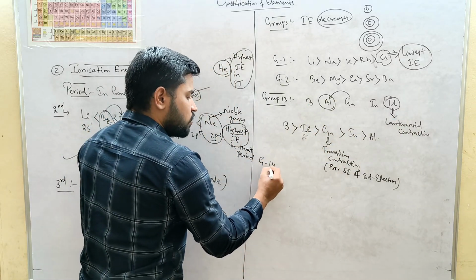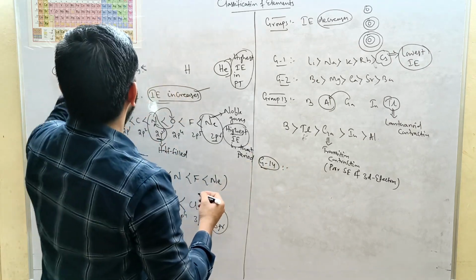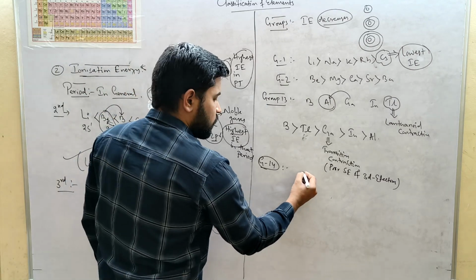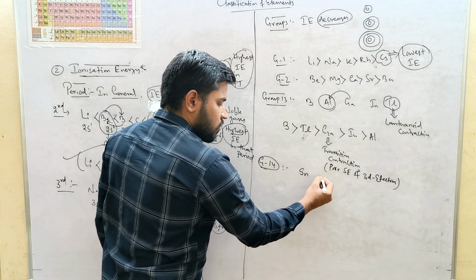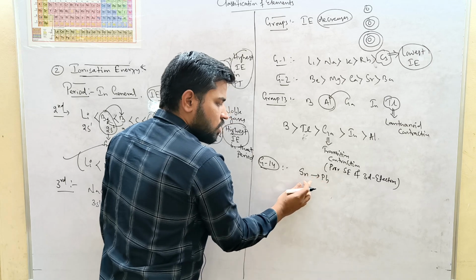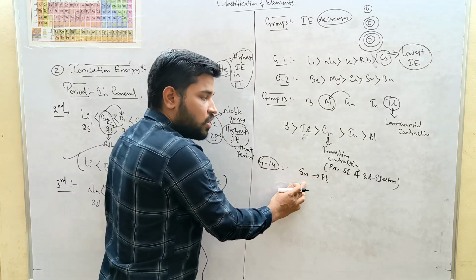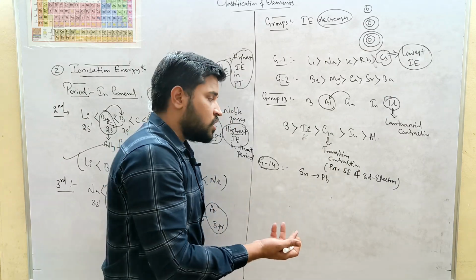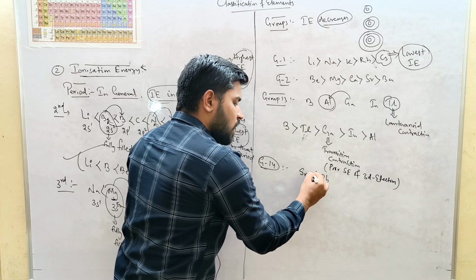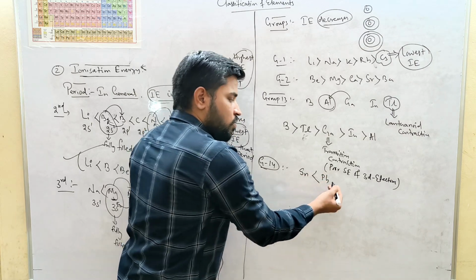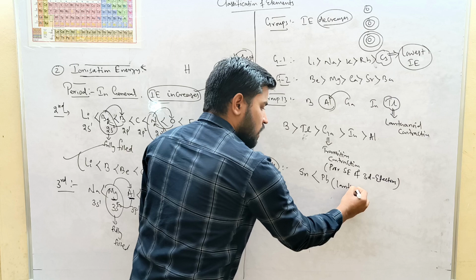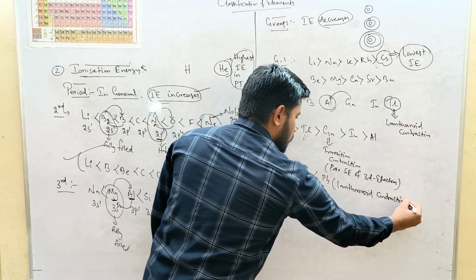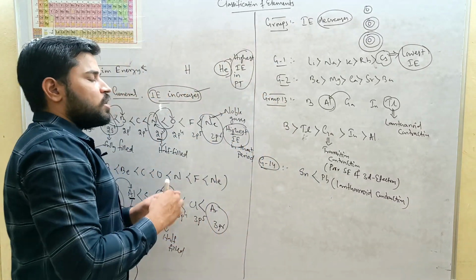Similarly, in group 14 elements, when it comes to tin and lead, lead comes after tin. So lead contains more shells, but still it has more ionization energy than tin, again because of the same reason, lanthanoid contraction. So this is what happens in groups and periods.